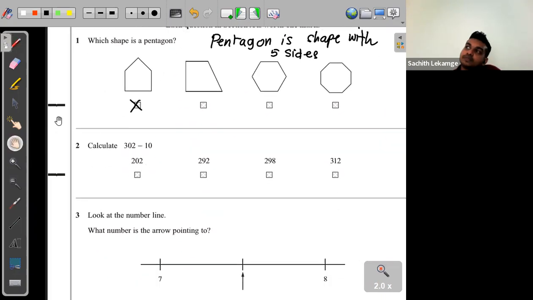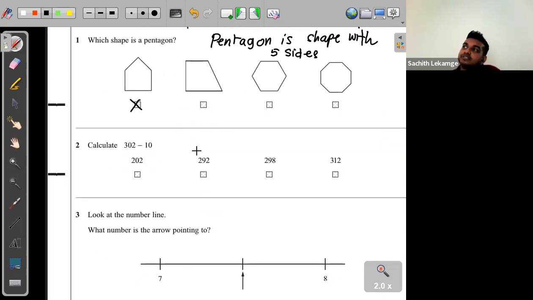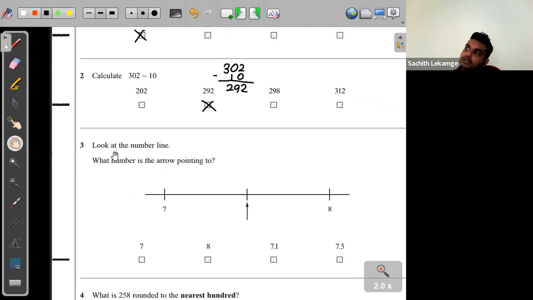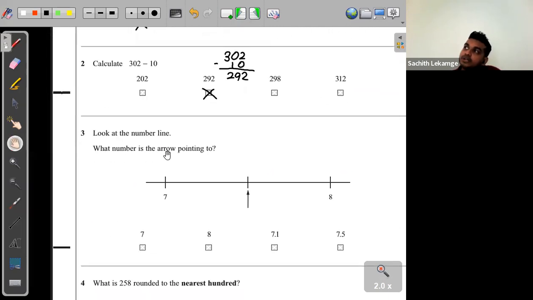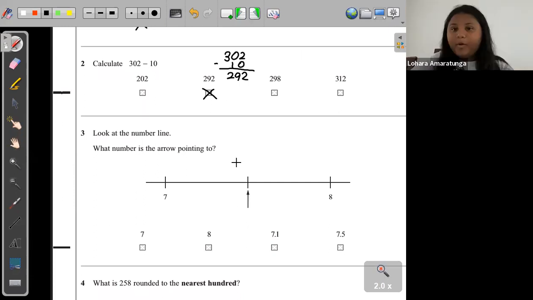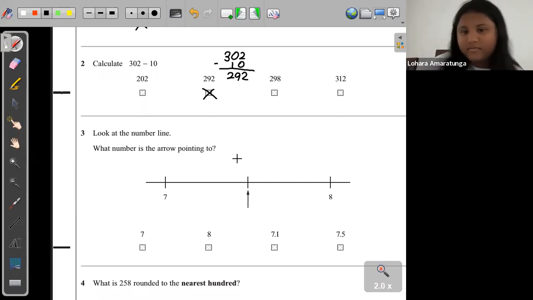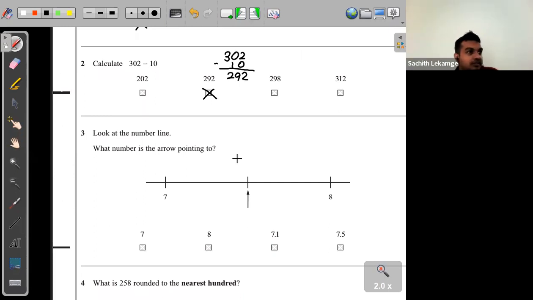Question number two. These are easy stuff, right? What number is the arrow pointing to? 7.5. Tell me if there's a difficult question, if you can't understand what I'm doing. I'll go fast. The first 10 questions are very easy.